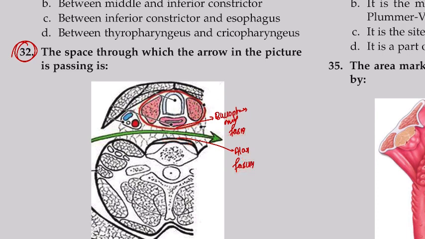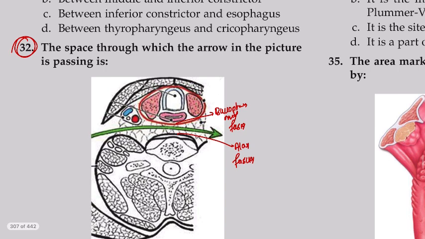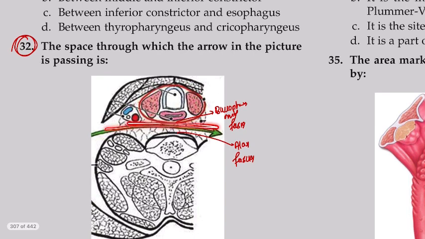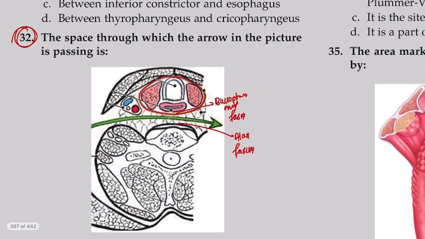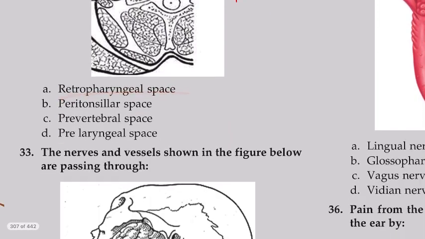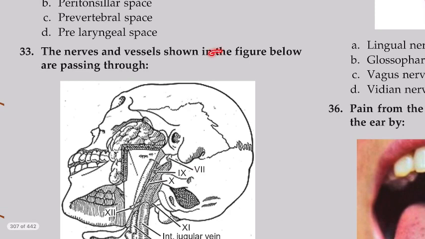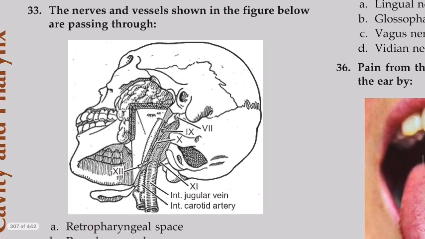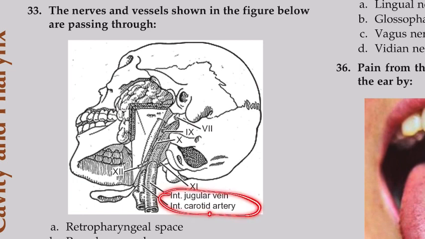Between the buccopharyngeal fascia and the alar fascia, what we have got is the retropharyngeal space. So the space passing between the buccopharyngeal fascia and alar fascia is our retropharyngeal space. The nerve and vessel shown in the figure are passing through. These are the vessels and these are the nerve.